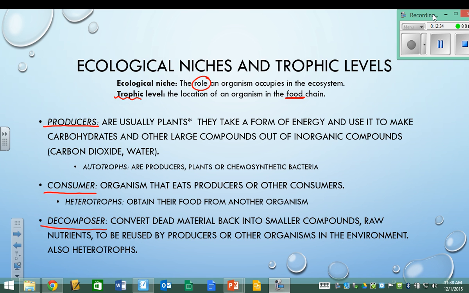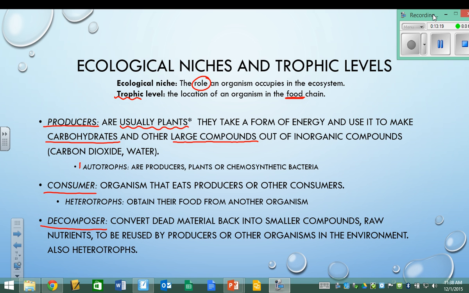The first type of niche or trophic level is a producer. Producers are usually plants. Now, we just saw in chemosynthesis that that's not the only type of producer that exists. It's just the most common one that you would find. They take a form of energy and use it to make carbohydrates or other large compounds out of inorganic substances, CO2 and water. Now, we just said what a producer does in our last lesson. You probably know that CO2 and water are what we use, and that carbohydrates are what we produce, so it's reviewing.